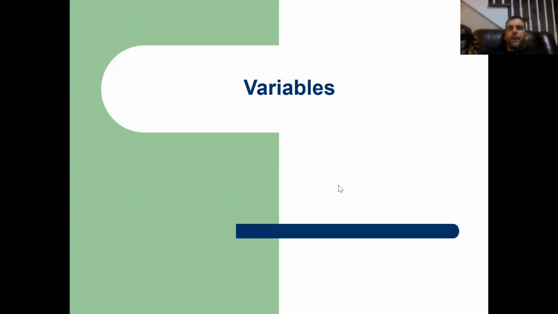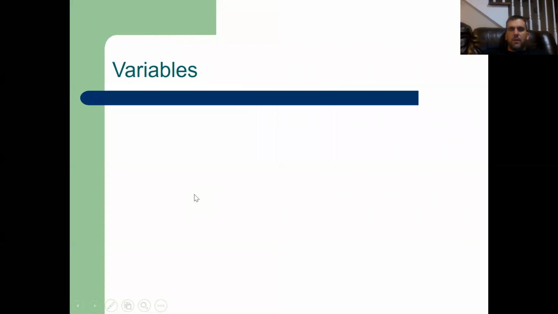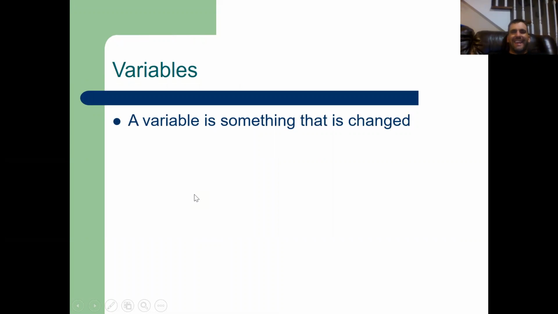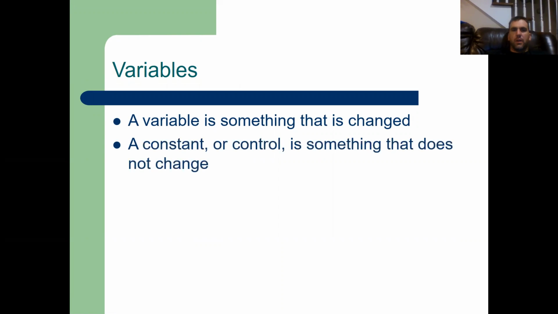Today we're going to talk about variables in an experiment. A variable is something that is changed or can be changed. A constant is something that does not change. A lot of times your control needs to be something that is constant.